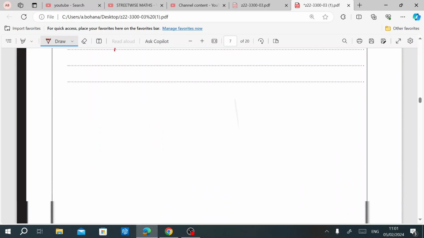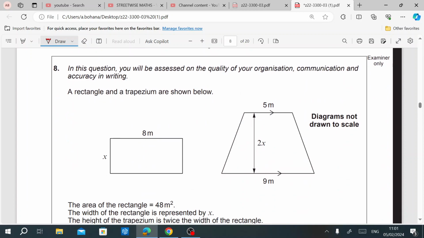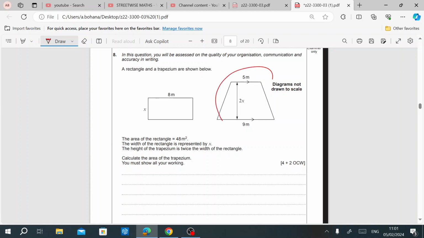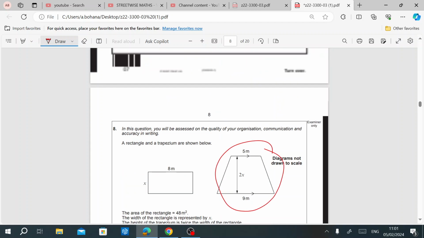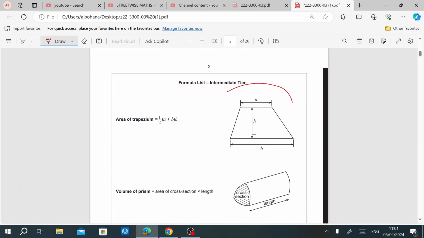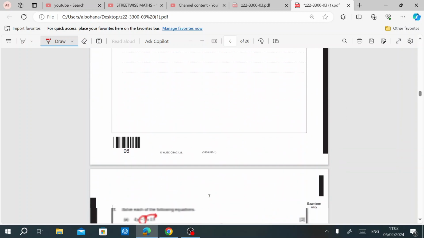Okay, so they're both done. And then the next one, question 8. Trapezium. Now this is on the inside of your paper. Using this formula here, the 2 parallel lines are your A and B, and the height is H. So bear that in mind when you do this.